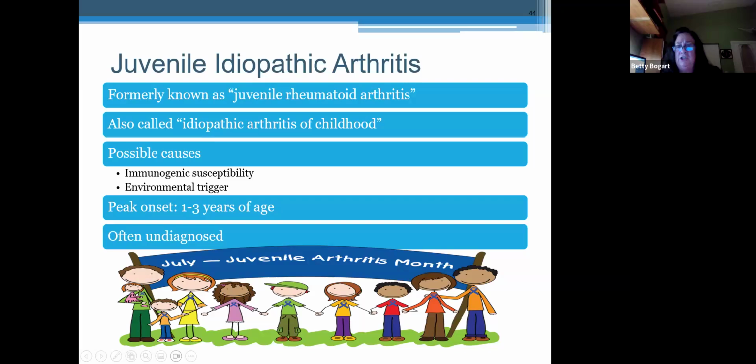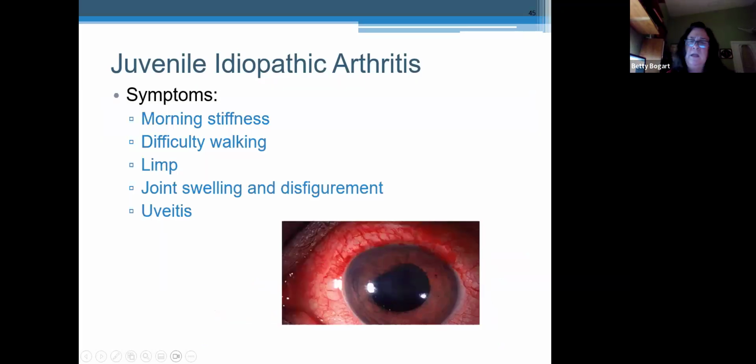Now, JIA, I've mentioned it shortly, but JIA is the body saying to the joints, I don't like you. And it goes in and irritates and inflames them and causes them to get misshapen and causes a lot of pain and aggravation, especially early in the morning. In the morning, you're going to see them with morning stiffness. It's hard for them to walk because they hurt in their hip joints, their knee joints, their ankle joints. They could be limping. You might see some joint disfigurement.